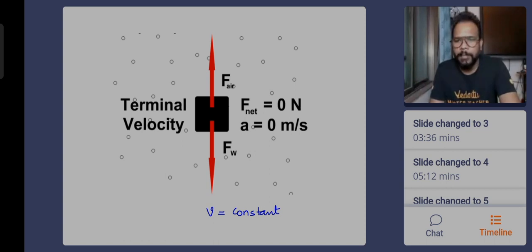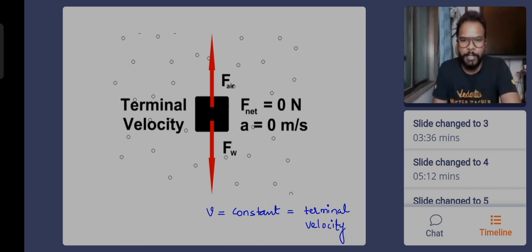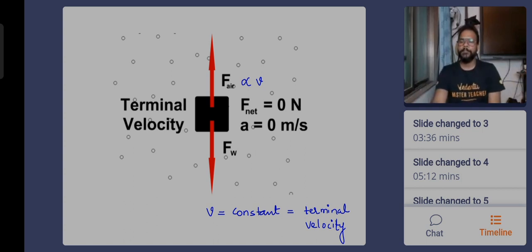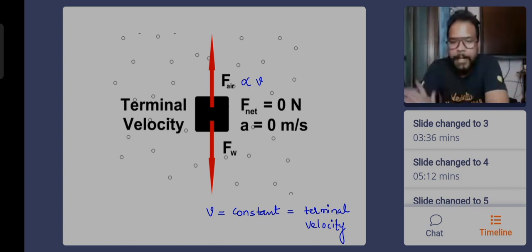CT is not present, no problem, guys. I'm there, don't worry. So this constant velocity is what we call the terminal velocity. Is the logic clear first of all? How the body is achieving a constant velocity? Because this air resistance is directly proportional to the velocity of the body. Now the idea is clear or not? Now the velocity becomes constant.